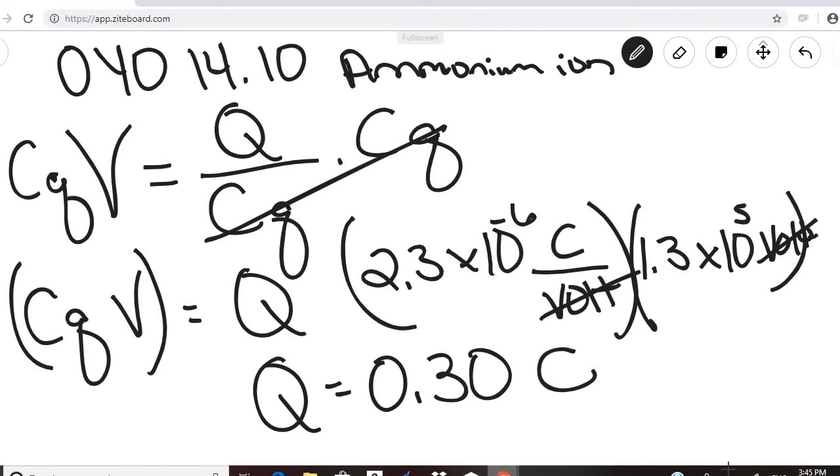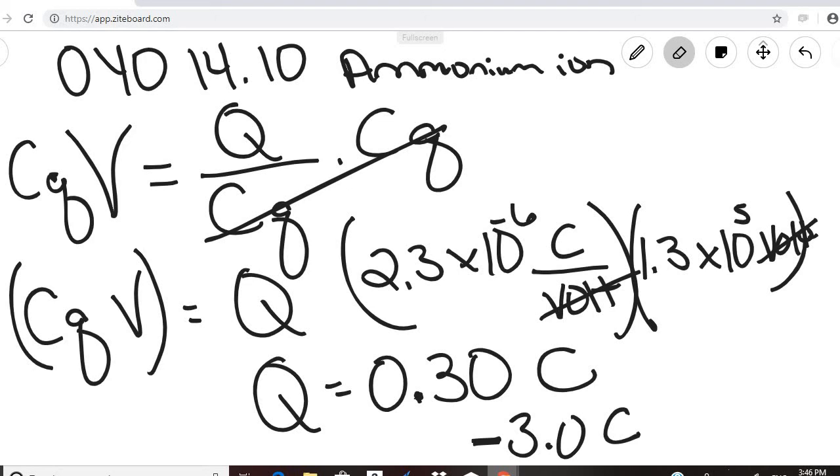And we will get that Q is equal to 0.30 coulombs. So in order for this ammonium ion to move at the velocity that we were given, the positive plate of the capacitor would need to store 0.30 coulombs of charge. And this would be the charge that's on the positive plate. The charge on the negative plate would just be the opposite of that. It's going to be negative 0.30 coulombs. So the two plates hold the same magnitude of charge. They're just opposite. One is positive and one is negative.